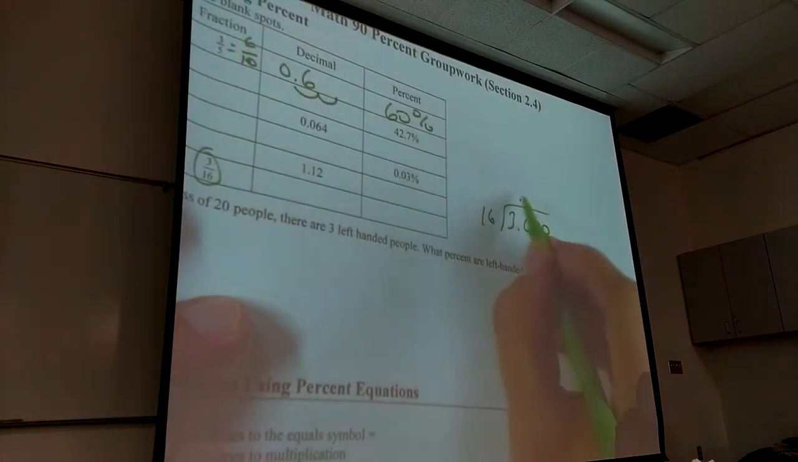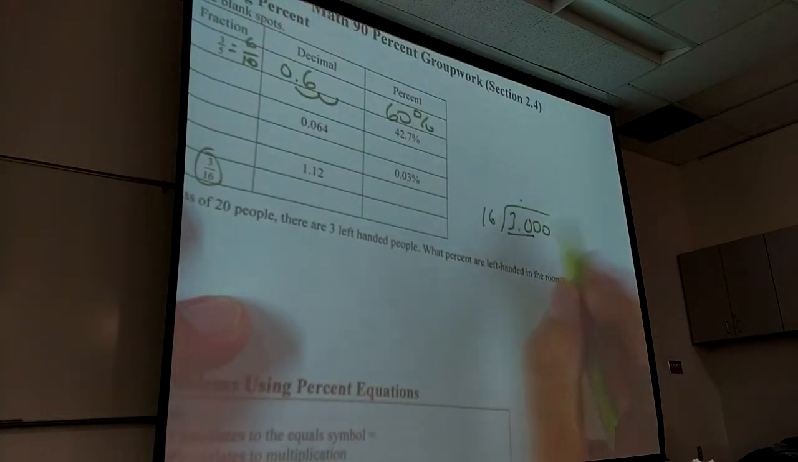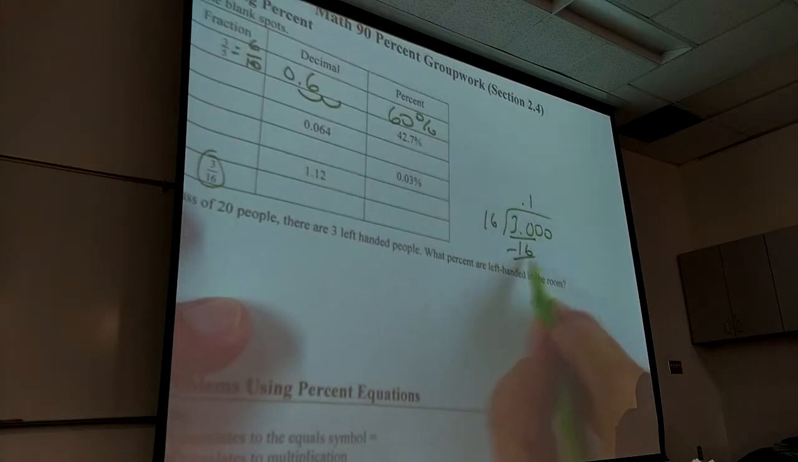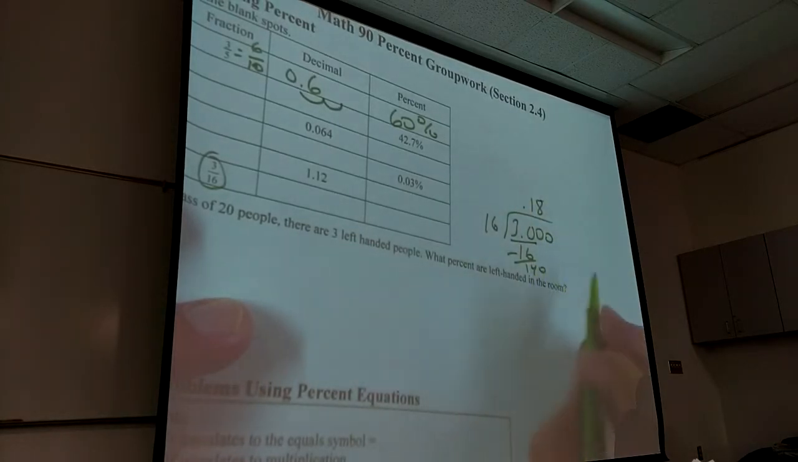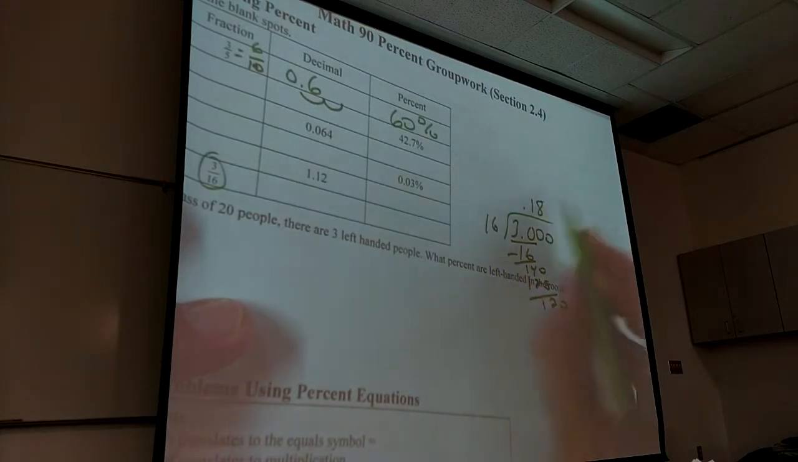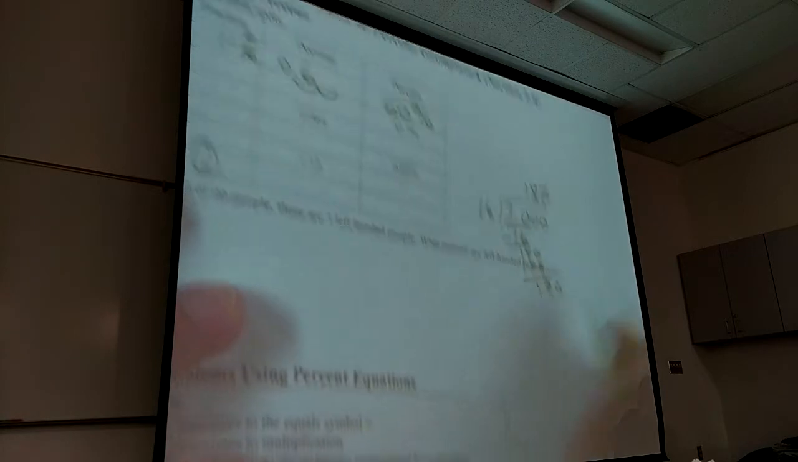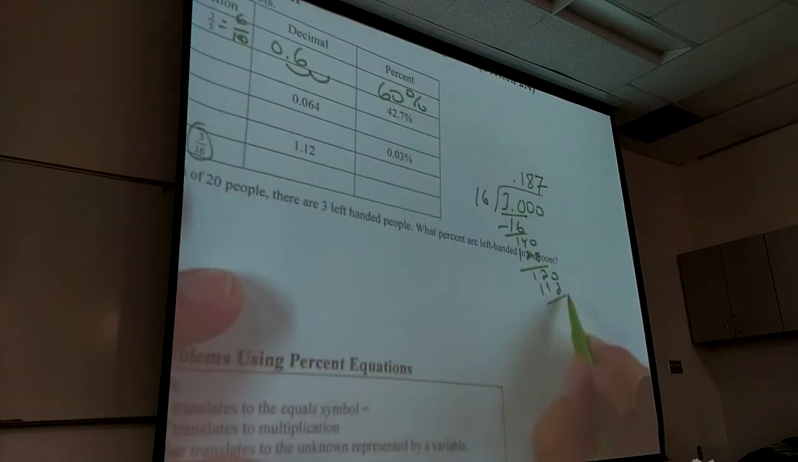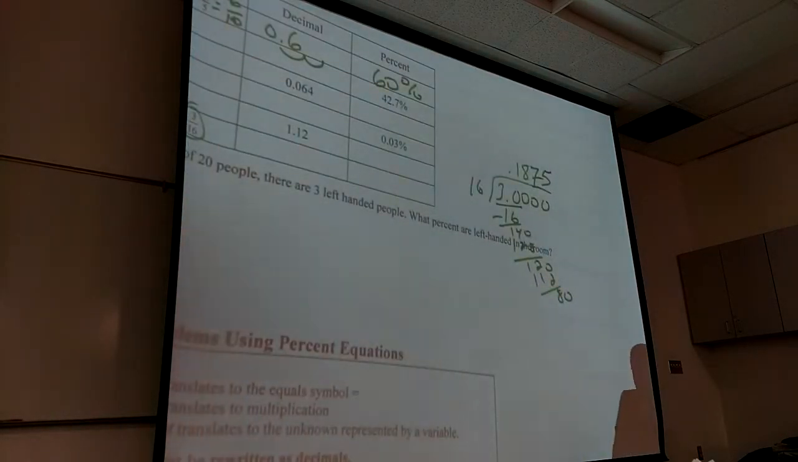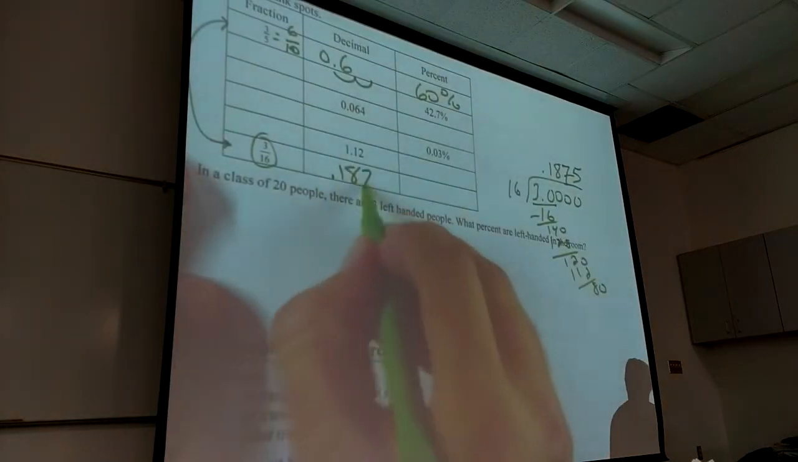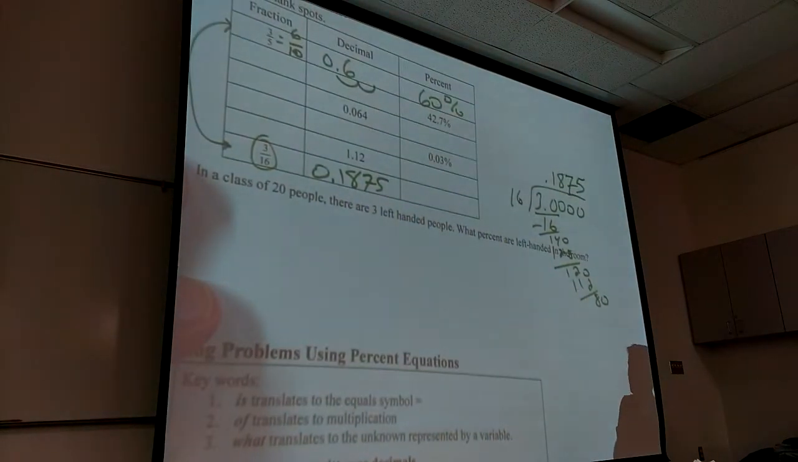So then you get 16 goes into 30. How many times? What? 16 minus this 140. 16 goes into 140. 8 times? So then we get 8, 4, 128. 1, 2, bring down the 0. 16 goes into 120. 7. So what's that? 112. 80. 16 goes into 80. 5 times. So 0.1875 as a decimal. So what is it as a percent?